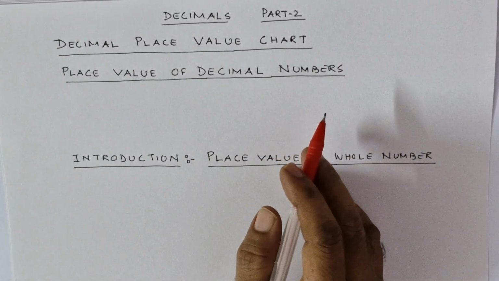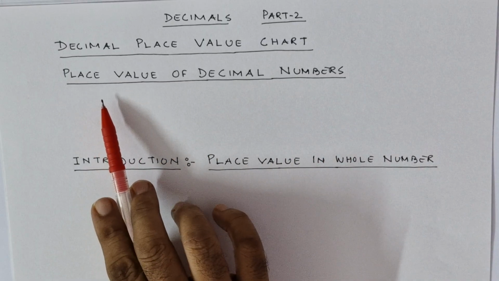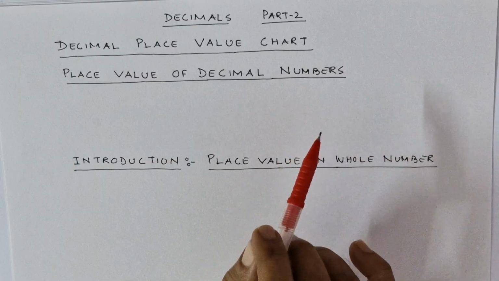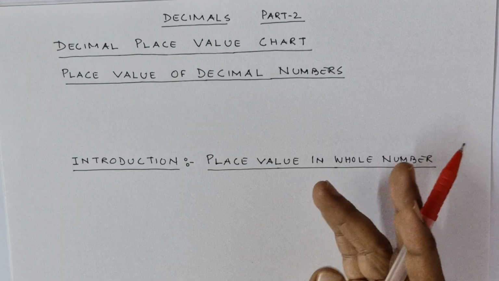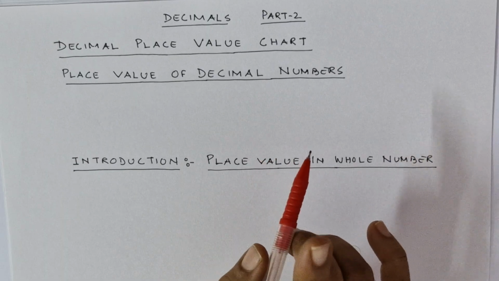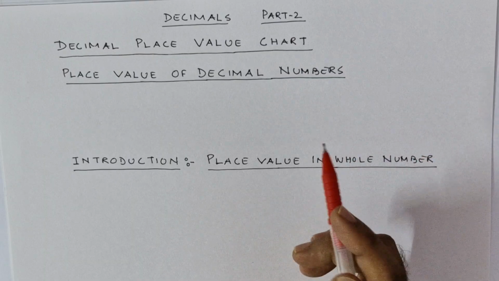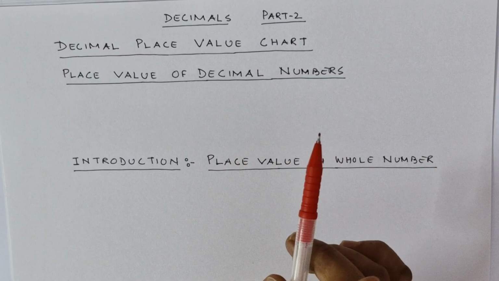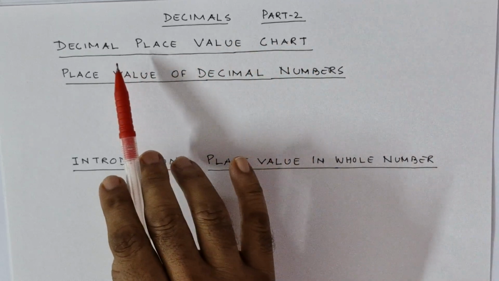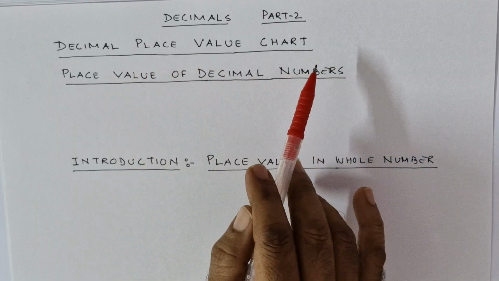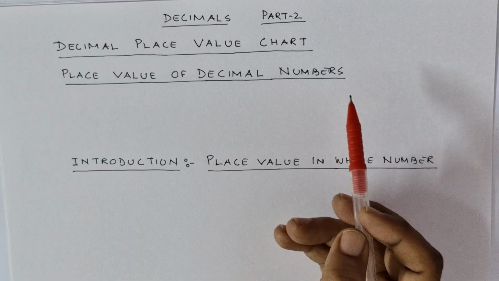Now today's topic is the decimal place value chart, and also another topic we'll cover, that is the place value of decimal numbers. In the last lecture we learned what decimals are and how they relate to fractions. Today we'll take it one step further by understanding how to find out the place value of digits in decimal numbers, right? So we'll also learn how to draw a decimal place value chart. Once we learn how to draw a decimal place value chart, we'll be able to find out the place value of decimal numbers, right?